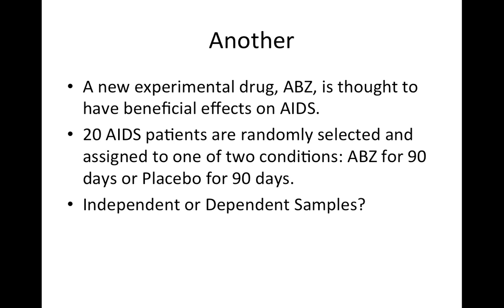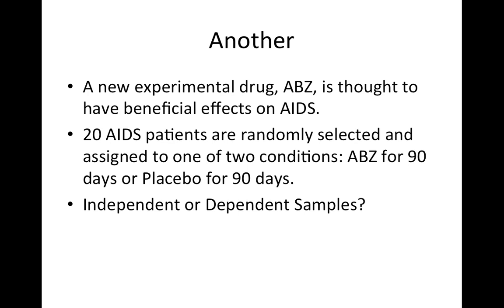A new experimental drug, ABZ, is thought to have beneficial effects on AIDS. We locate 20 AIDS patients. 10 of them get ABZ, 10 of them get placebo for 90 days, and then we measure their symptomatology after that. Is this an independent sample or dependent sample? You got your answer locked in? Final answer? This is an independent sample.